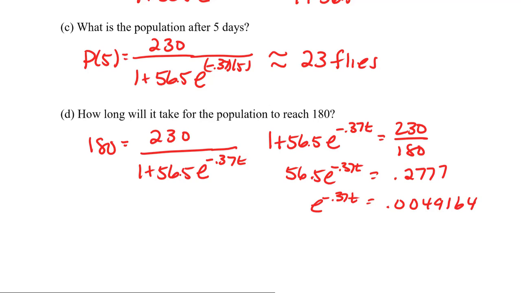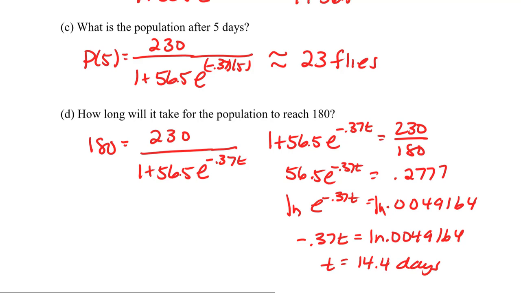0.00491164. If I take the natural log of both sides, the left side becomes negative 0.37t, and that's equal to the natural log of 0.00491164. And if I divide both sides by negative 0.37, I get approximately 14.4 days.